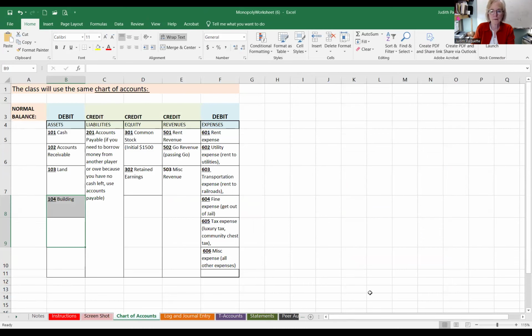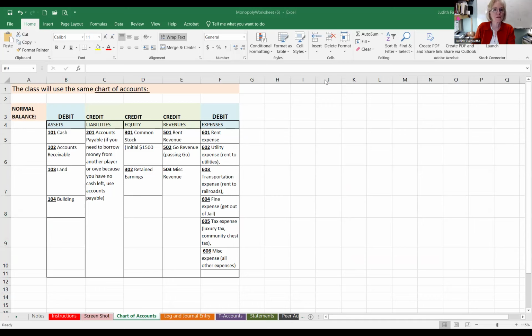Okay, I got that up. Share. Here's the chart of accounts. I've got land and I've got building. I do not have property. So I want you to use building for building and land for land. Okay, does that work? All right.